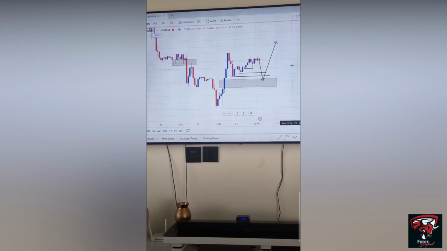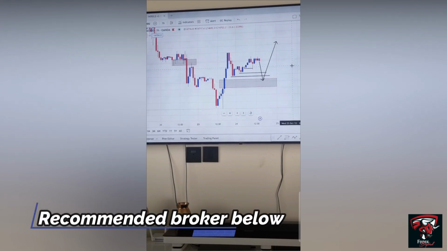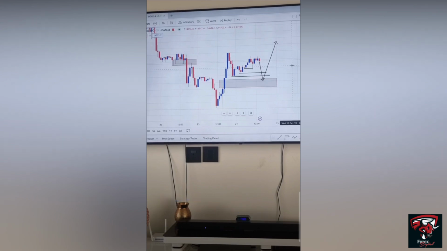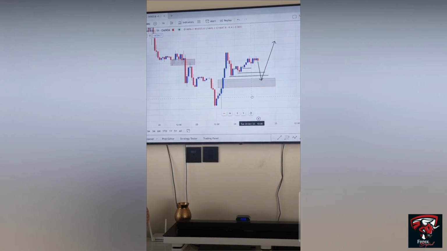Remember, a low gets protected, so they've eliminated enough orders to no longer protect that low. All right, let's get back in. So this could give an understanding of what price wants to do.